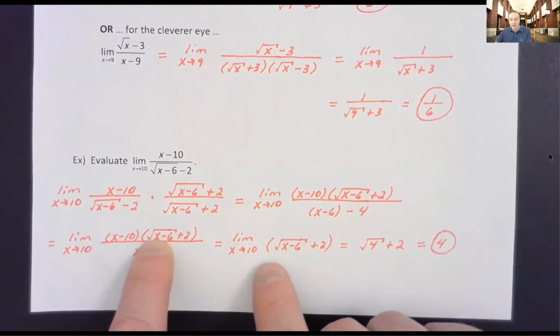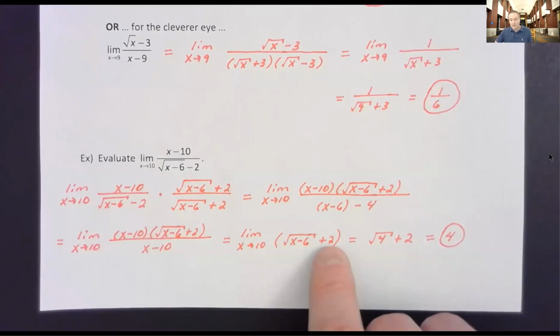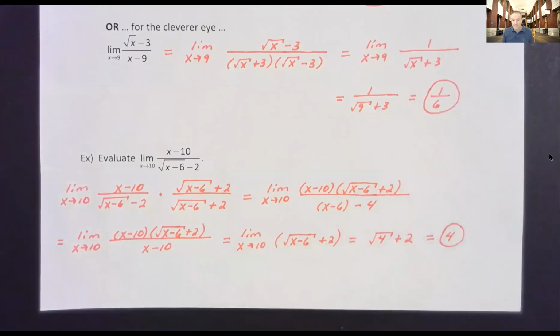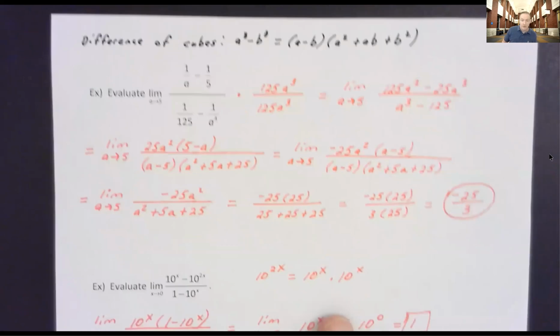And you could say, so you have the limit as x approaches 10 of the root of x minus 6 plus 2. You got the root of 4 plus 2. That's going to give you a final answer of 4. Pretty good stuff. Now, I also mentioned that sometimes you'll need to use the difference of cubes formula.